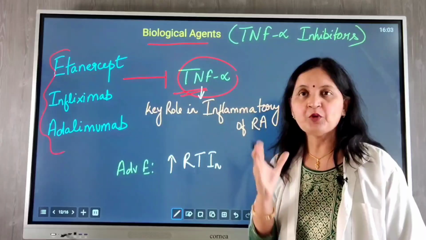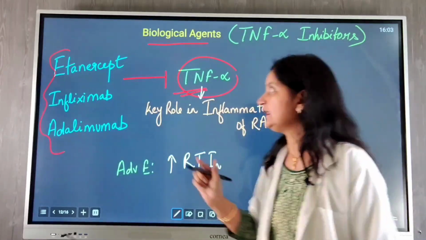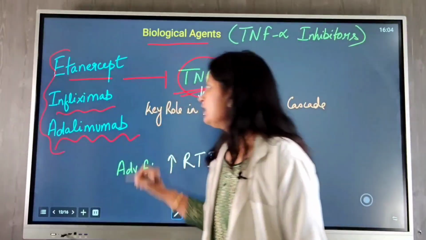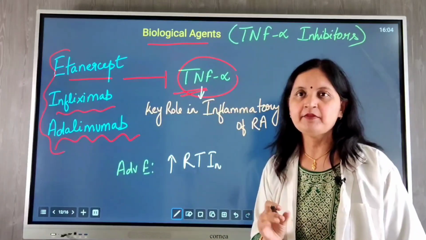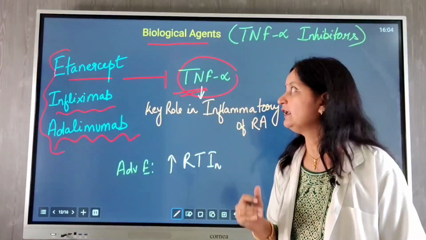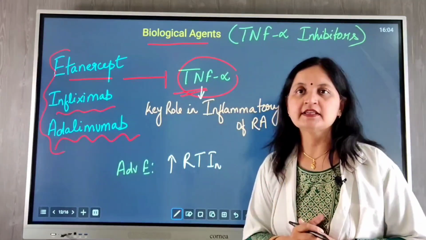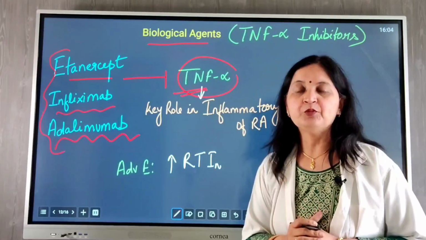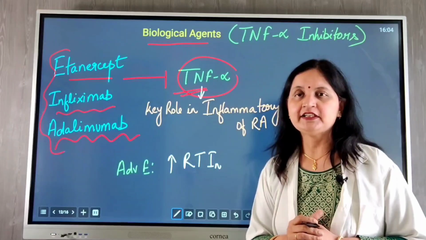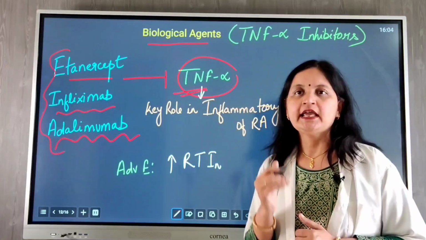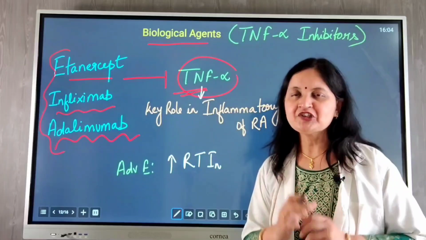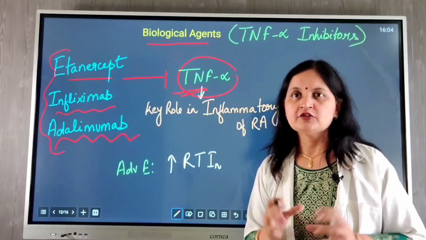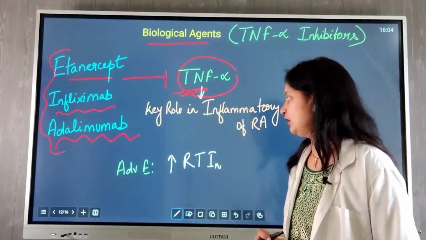So which are the drugs that block tumor necrosis factor alpha? These are etanercept, infliximab and adalimumab. So adalimumab, infliximab, these are monoclonal antibodies, and etanercept. So these are the three drugs that are tumor necrosis factor alpha inhibitors. These are very useful in blocking the tumor necrosis factor alpha activity and controlling the inflammation in the disease process. However, the limitations are it increases the risk of infections, it increases the risk of neoplasia. So these are some of the limitations of these drugs.